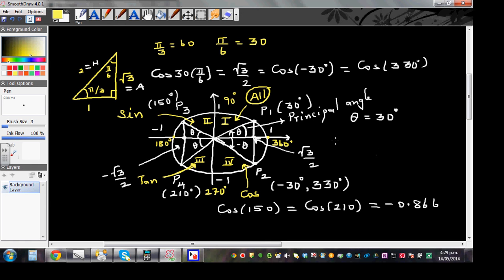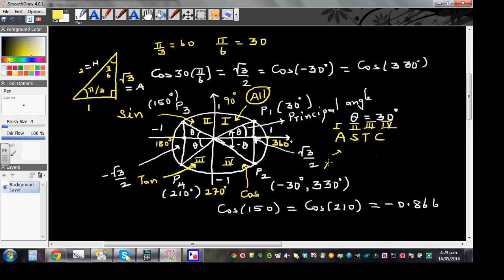So I have made an acronym to remember the positive. So ASTC, this is not my acronym. So this is from the first quadrant. This is first, this is second, this is third. This is a good way to remember which trig ratio will be positive in which quadrant. So all trig ratios will be positive in the first. In the second quadrant, sine would be positive. In the third quadrant, tan would be positive. And in the fourth quadrant, cos will be positive.